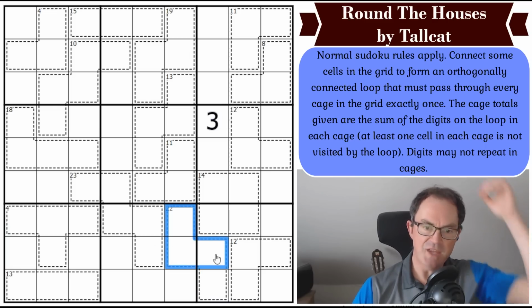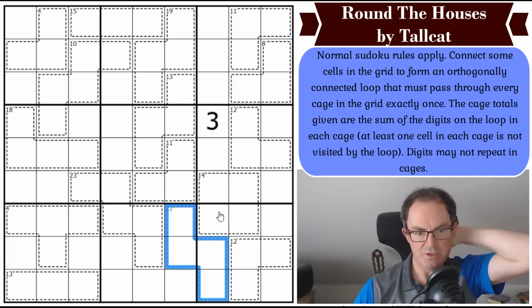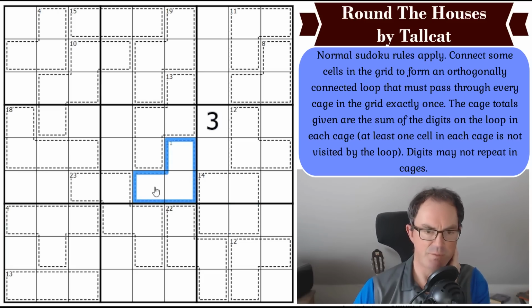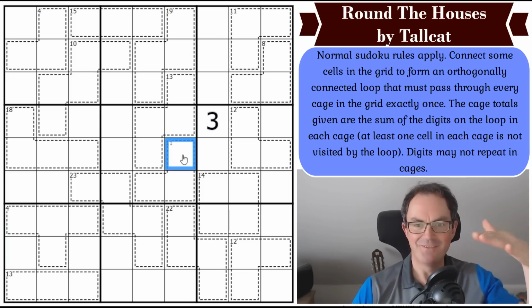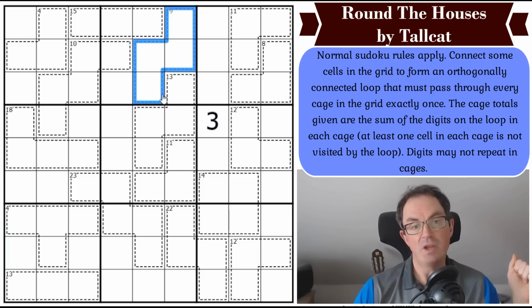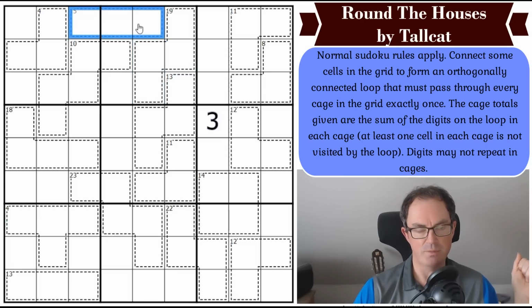So exactly 3 cells of this sort of Tetris-shaped cage have to be on the loop. I don't know what that means. Exactly 2 of the 11 cage have to be on the loop again, because we couldn't just put 1 cell on the loop and make it add up to 11, because we're only using normal Sudoku digits. You see my eyes flick to the instructions there just to check that assumption was valid. I think it is. 19, you can't do that in 2 digits or 1 digit. So this has got 3 cells on the loop. 15 has got 2 cells on the loop.